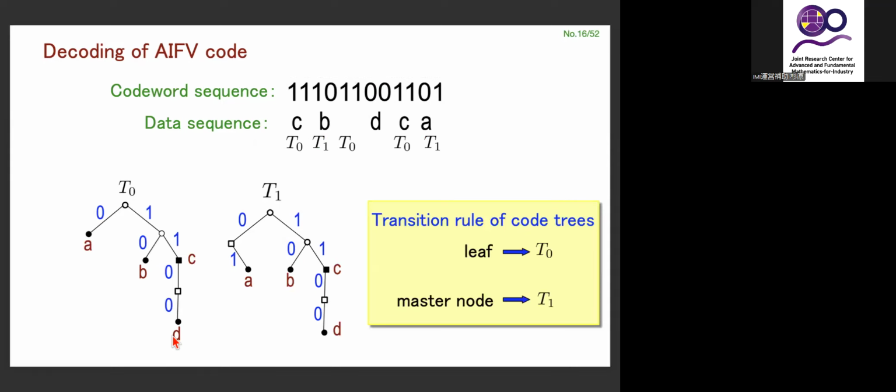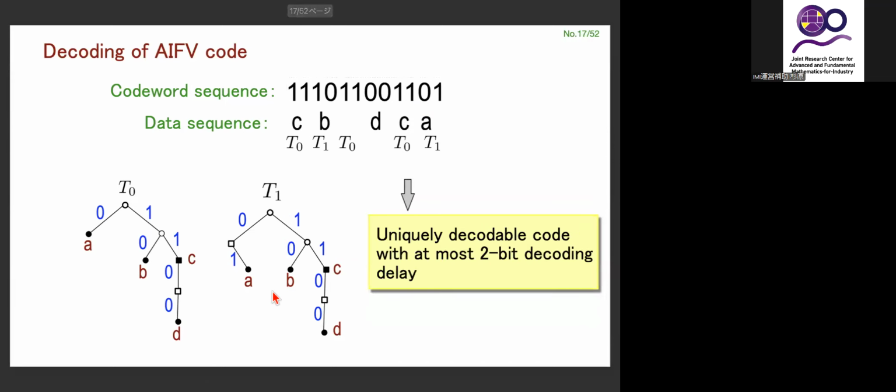1100 reaches D, so D is decoded. And this node is a leaf. We again use T0 to decode the 1101. There is path 11, but there is no path 1101. So C is decoded. And we move to T1, and finally 01 is decoded to A. In this case, any data sequence is uniquely decoded by the AIFV code.